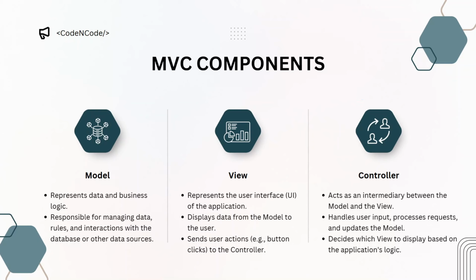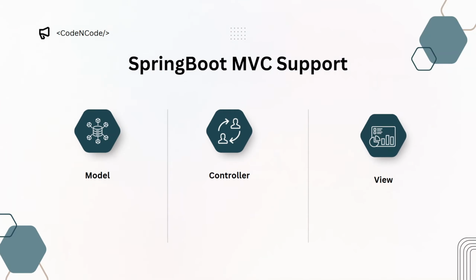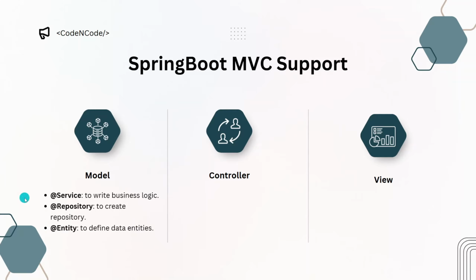Now that we know what MVC architecture is, let's learn how Spring Boot provides support for MVC architecture, right? Let's see, for each component, what support is provided by Spring Boot. First let's talk about model. Model is what? Your data and its related business logic, right? So if you see here, Spring Boot provides you the @Service annotation. You can define a class where you define the business logic, and then you can annotate the class with @Service.